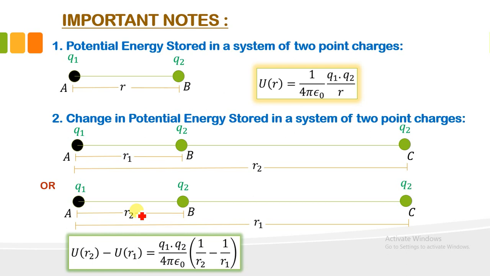In this case there is a change in potential energy, and this change can be calculated by using this relation: Q1 Q2 by 4 pi epsilon naught, 1 by r2 minus 1 by r1. This will be equal to the change U r2 minus U r1, where U r2 is the final potential energy and U r1 is the initial potential energy. Okay, right.